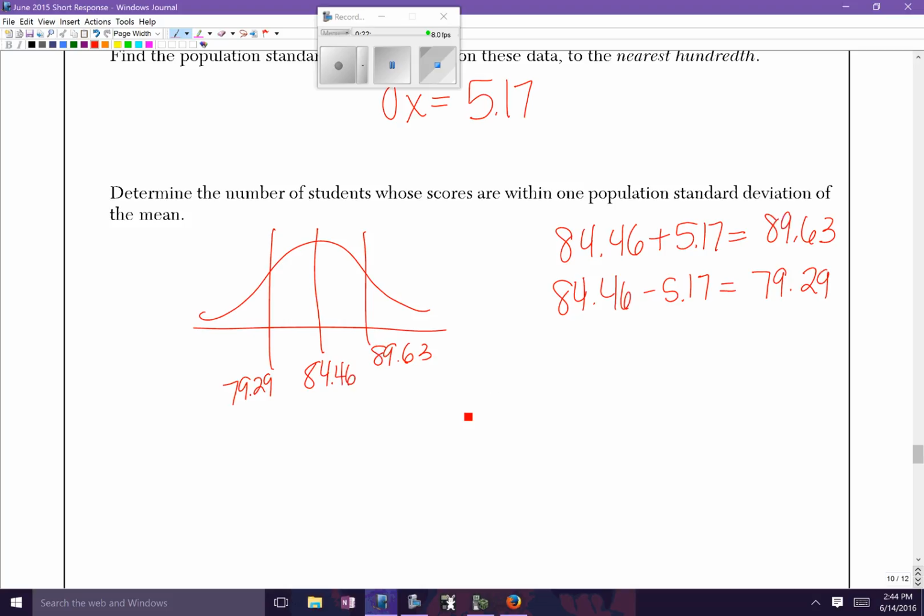So I want to know what test scores are between 79.29 and 89.63. Well, let's see, a score of 83 would fit in there. A score of 85 would fit in there. A score of 88 would fit in there. And if I notice from the chart, 83 happened 5 times, 85 happened 7 times, and 88 happened 5 times. So 5 plus 7 plus 5 is a total of 17. So there are 17 scores within one population standard deviation of the mean.